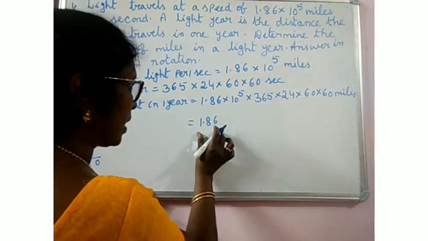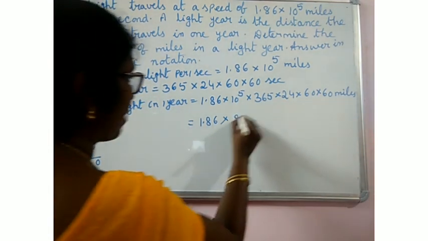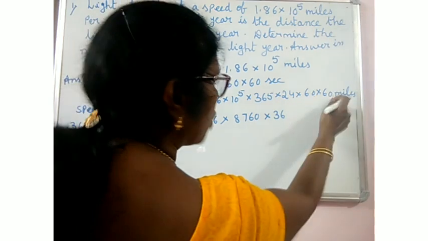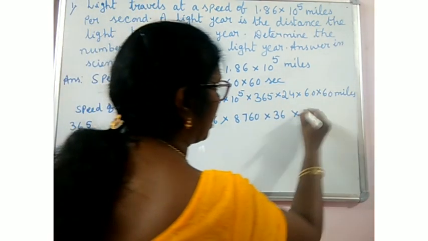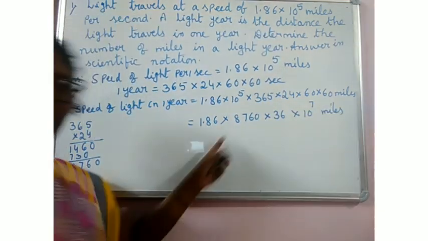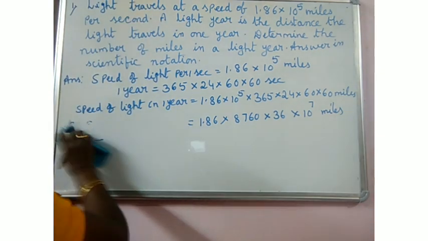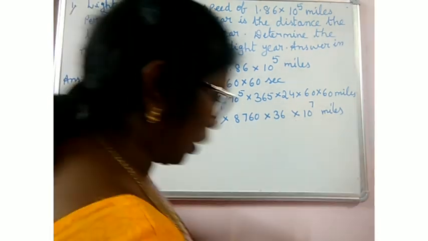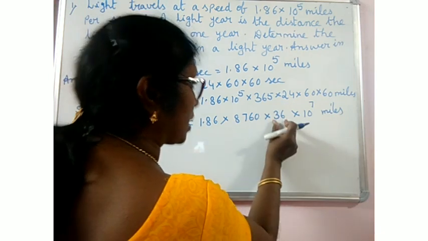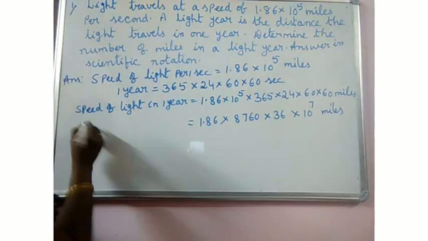Slowly let me write. 1.86 I have written. When I multiplied 365 and 24 I got 8760. 6 into 6 is 36. 2 zeros are there, 10 into 10 is 10 to the power 7. Only for better understanding I am doing it slowly. Am I right or not? Now let us multiply 8760 into 36. Again, see this 0 towards the right hand. So we can multiply 876 into 36, and the 0 on the right makes it 10 to the power 8.